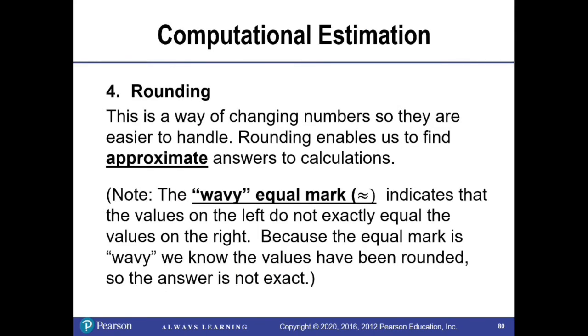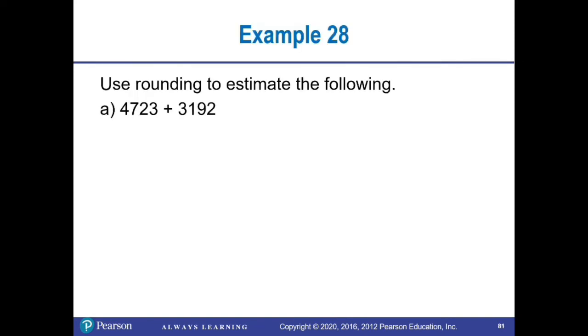Sometimes rounding is an easier way for adding, and it gives us an estimation. Again, notice your approximately here, your wavy marks. That means that our answers have been rounded and are not exact. Think about your rules for rounding. 5 or more you round up, and less than 5 you round down. So let's look at an example.